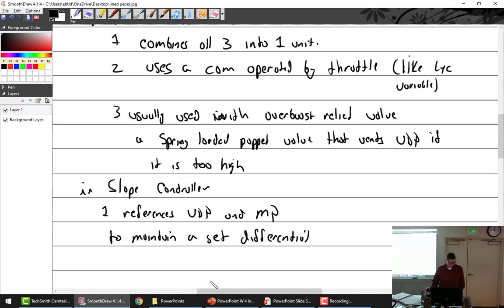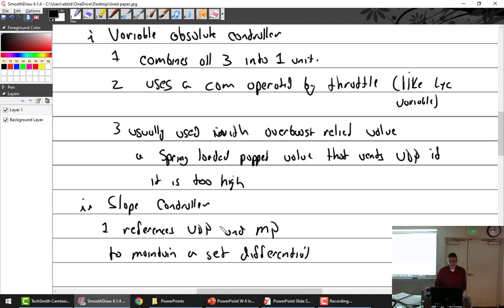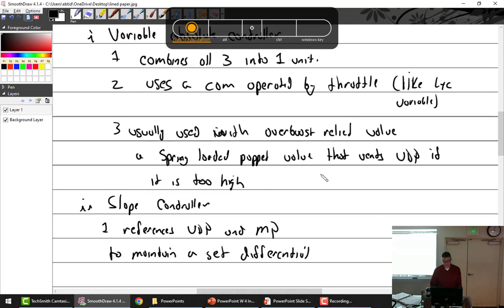Wait, so both the typical system and the variable absolute controller use the 3 controllers? No, the variable absolute combines all 3 into 1 unit. Okay, so yes, they're all 3, but it has just 1. So the typical system has 3 of 3. It's like the picture.